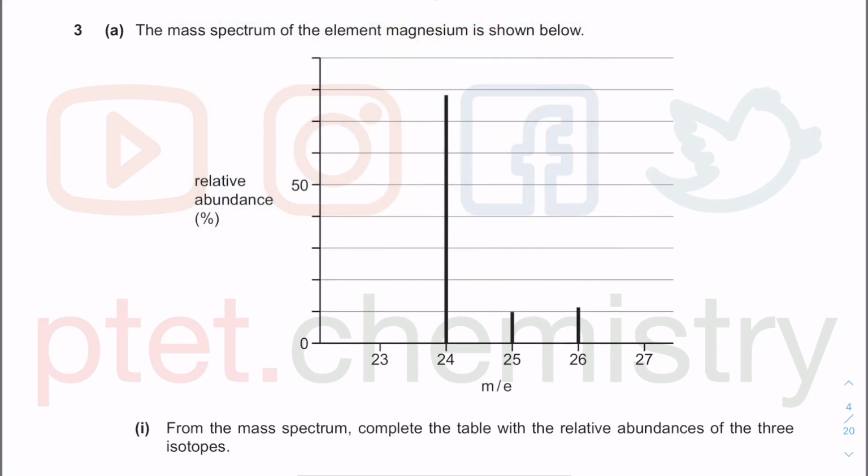In this third question, it started out with a mass spectrum. This is the mass spectrum of the element magnesium. We see 3 lines, 24, 25, 26, and each of them has its own relative abundance. This must be 10 because there was 50 there. So 10, 20, 30, 40, 50.